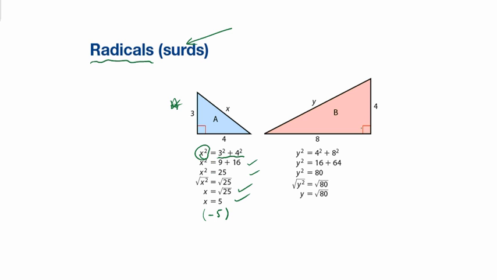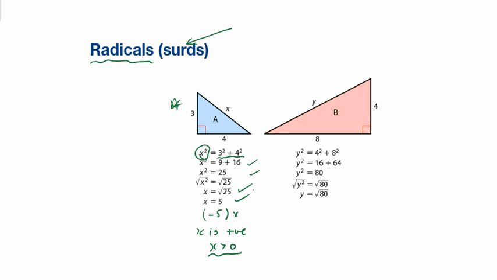The square root of 25. And we don't include this here because x is positive. That is, x must be greater than 0. Why? Because it is a length here. So we only put in the one solution.